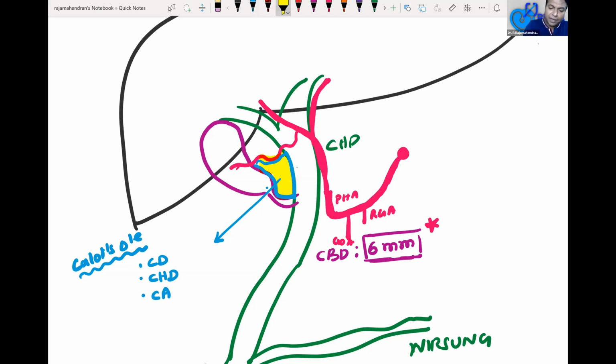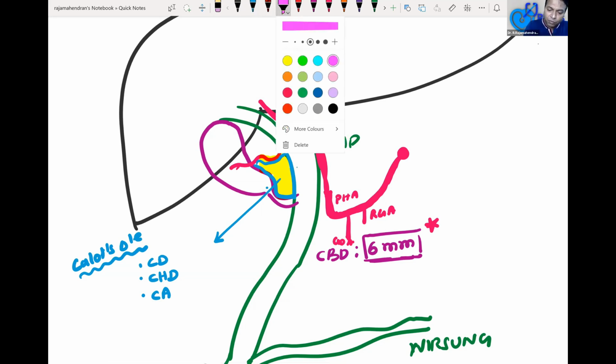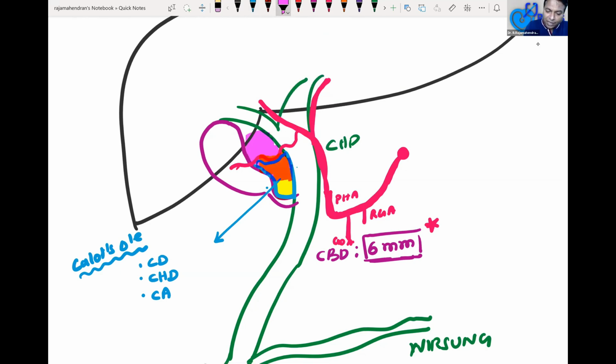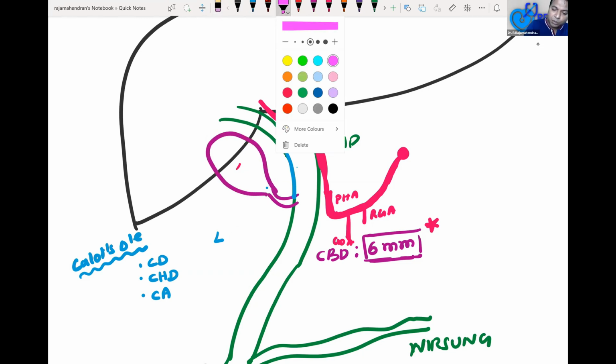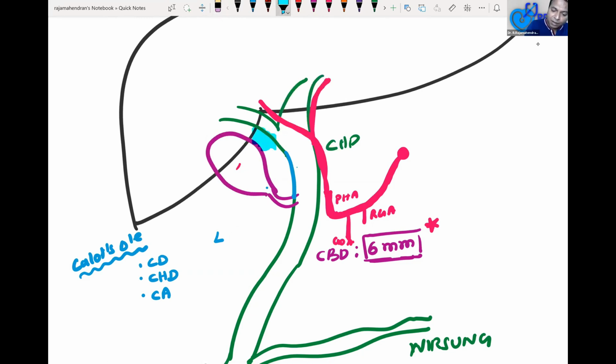What you read in many books is this triangle. Actually, this is a full triangle. We call it the hepatocystic triangle. Please don't get confused with this hepatocystic triangle. So now I am drawing the hepatocystic triangle. What are the parts bounding the hepatocystic triangle?